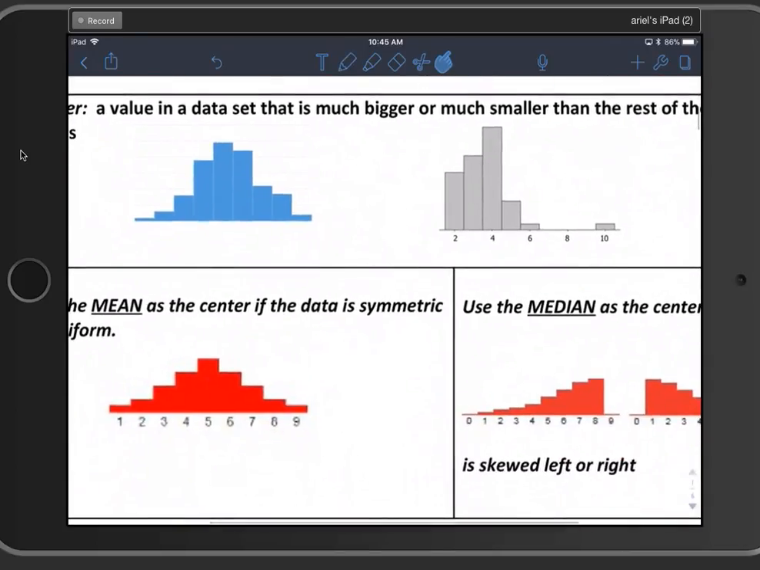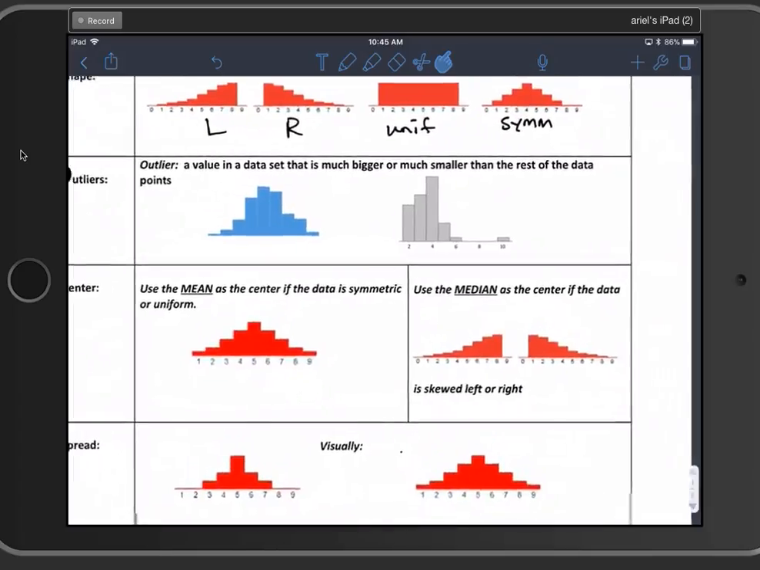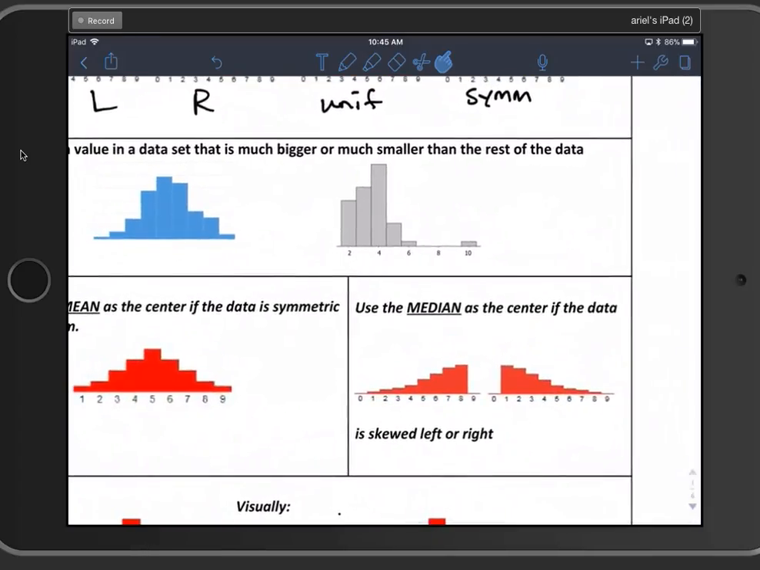Next we go down, and this one is our outlier, so you just have to know if it has an outlier. And remember what an outlier is. It's that strange, weird amount that does not look like any of the other ones. It's far away. So we'll give you a picture of two of them, and then you'll have to say if it has an outlier or not.